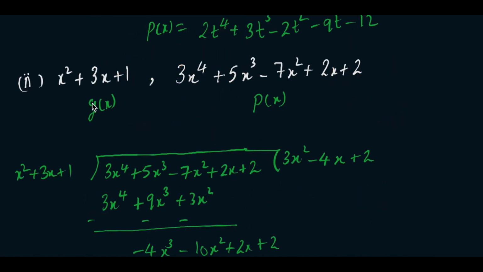Now let us move on to our second question. Our g of x is x square plus 3x plus 1, and p of x is 3x to the power 4 plus 5x cube minus 7x square plus 2x plus 2.